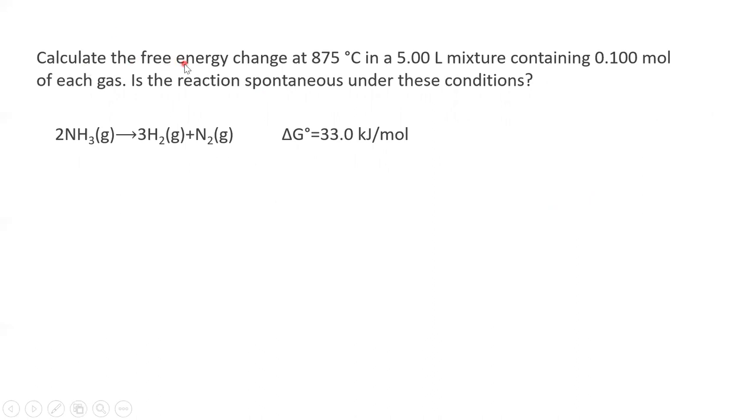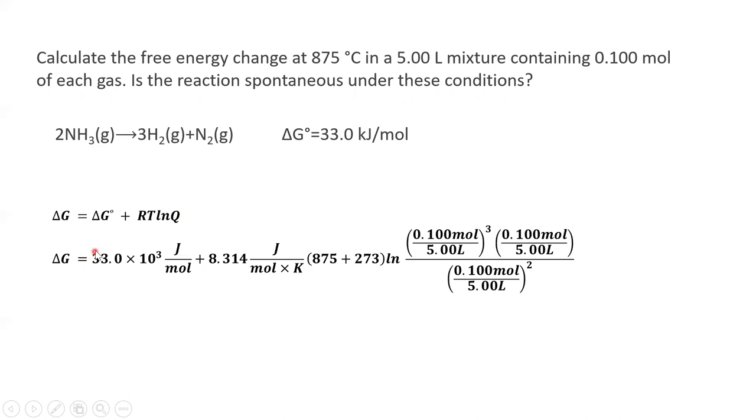So we want to calculate the delta G value, the free energy change, at 875 degrees Celsius in a 5-liter container containing 0.100 moles of all three of these gases. Now, it tells us that at standard conditions, that value would be 33 kilojoules per mole. But that would be when these concentrations are one molar. They're not one molar. So we're going to have to figure out the concentrations, figure out Q, and then calculate our new delta G value. So let's look at Q first.